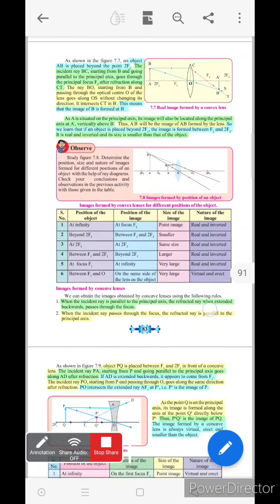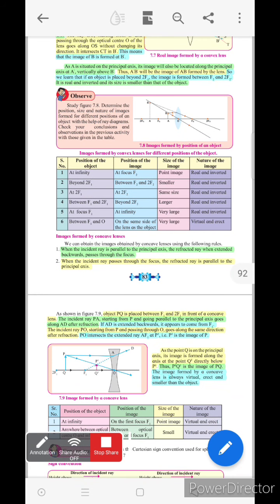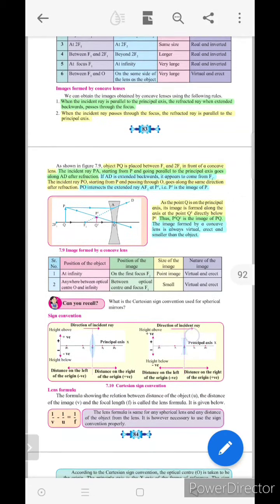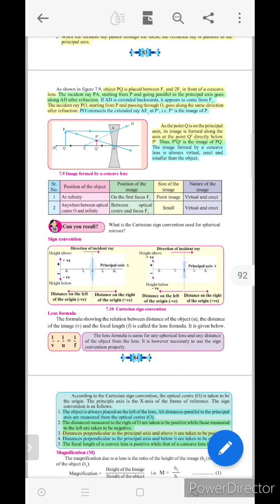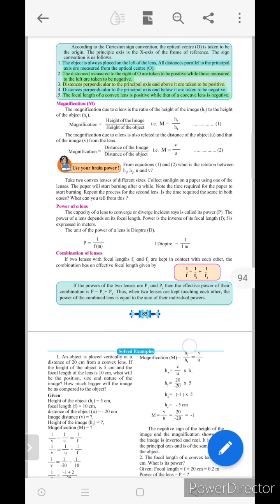Now we will move on to the page number 83. There is no reduction. Page number 84, there is also no reduction. 85, no reduction.